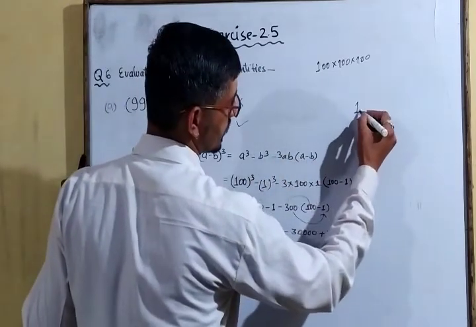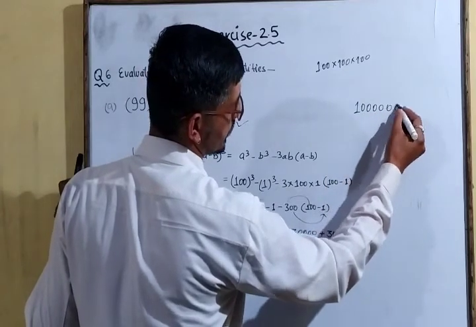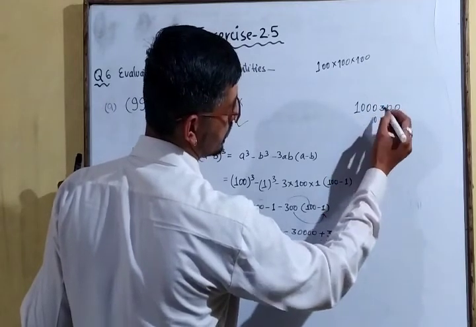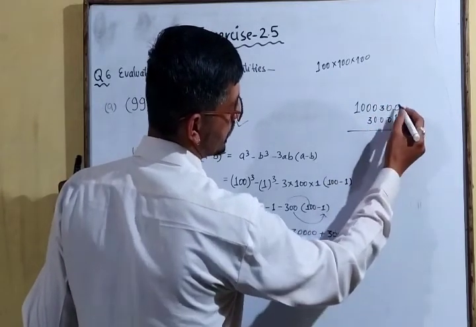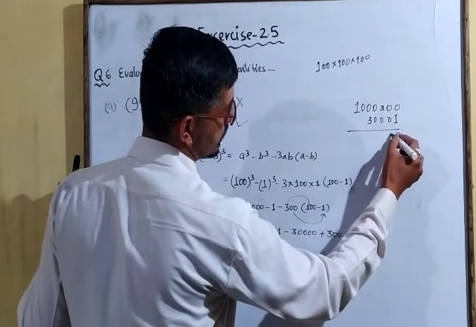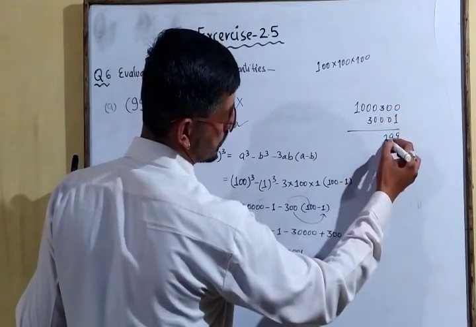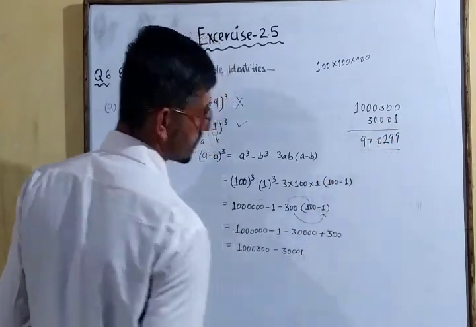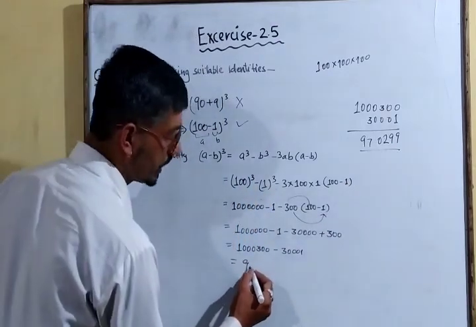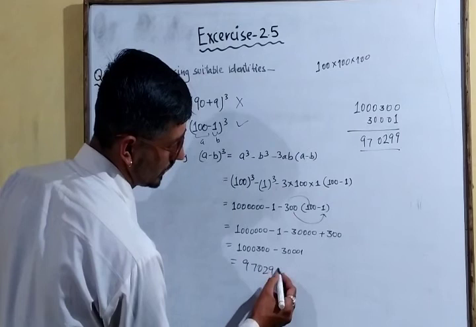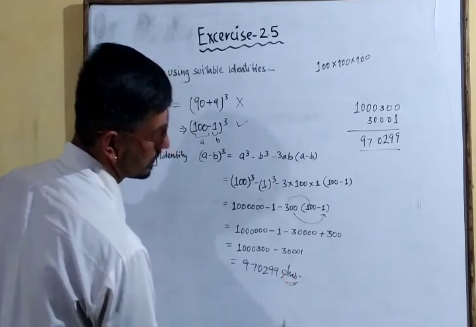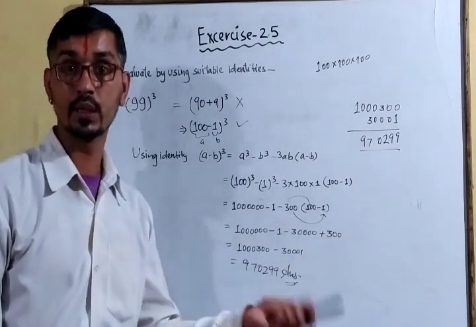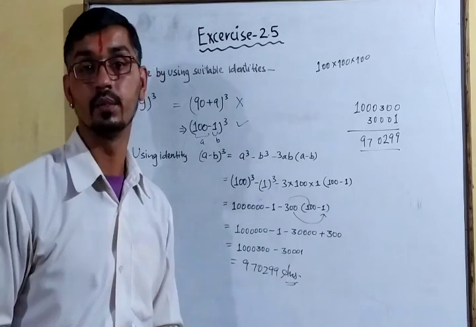It is very easy to subtract. 10 minus 1 is 9, 9 minus 0 is 9, 2 minus 0 is 2, 0 minus 0 is 0, 100 minus 3 is 97. So this is the answer, 970299. Okay, first part I have done, and you have to do this and the next two on yourself. Okay.